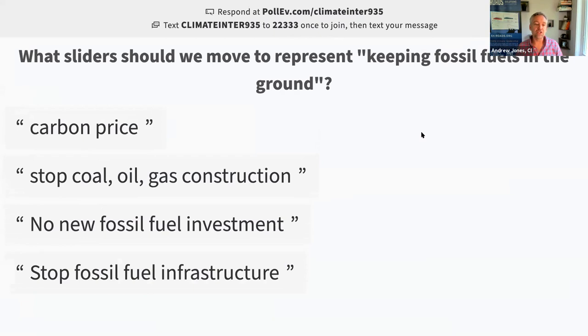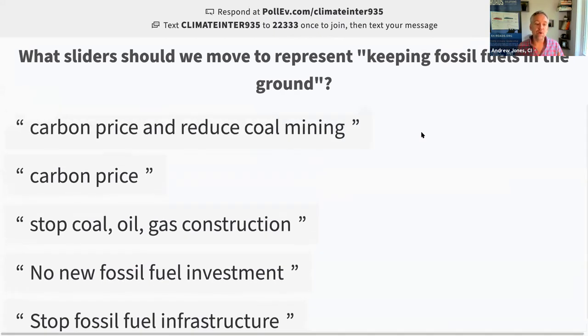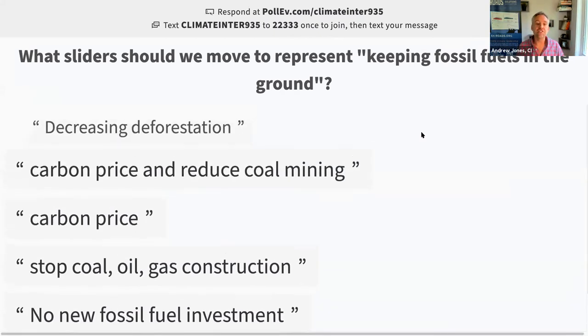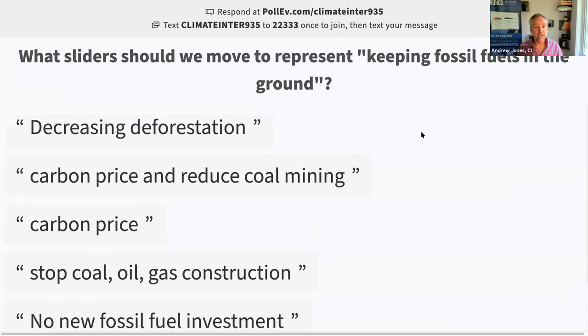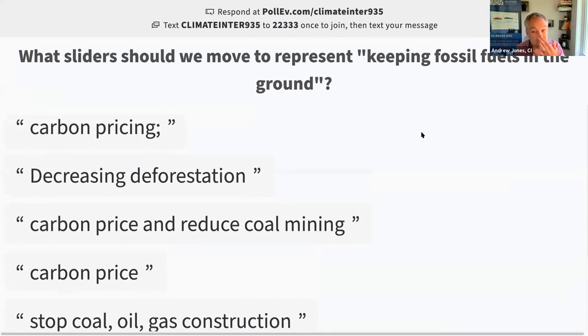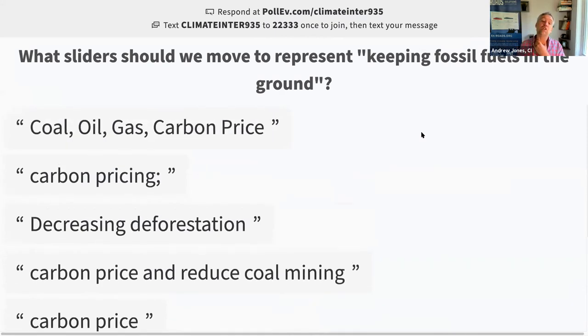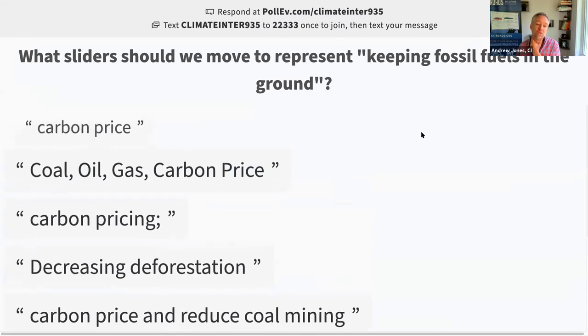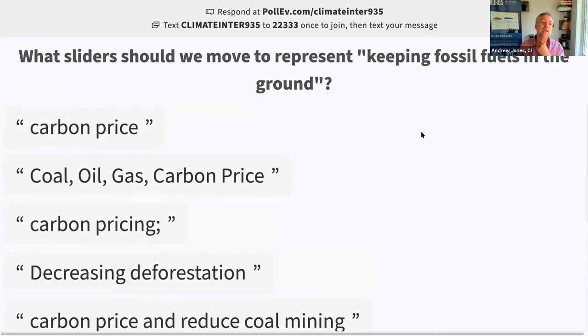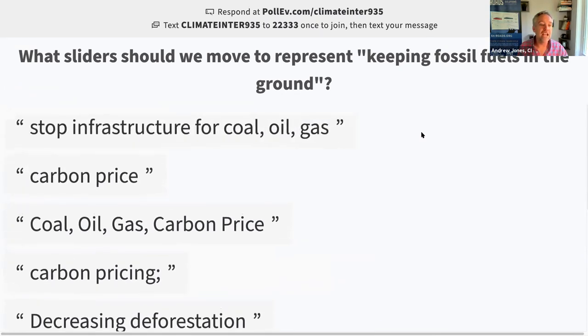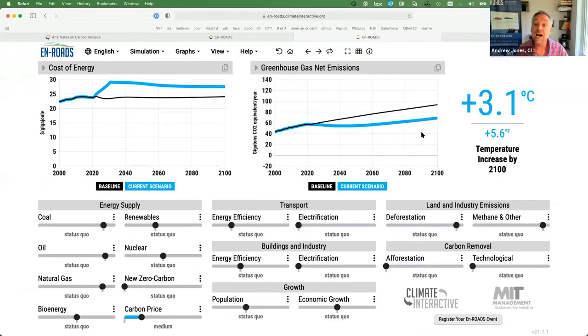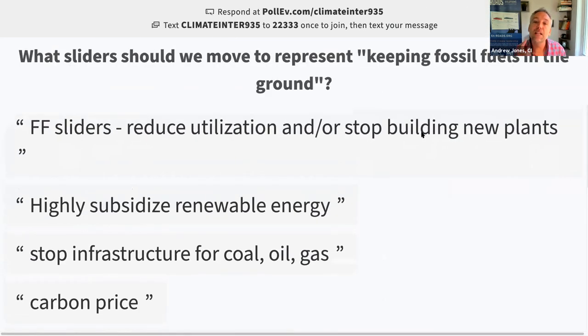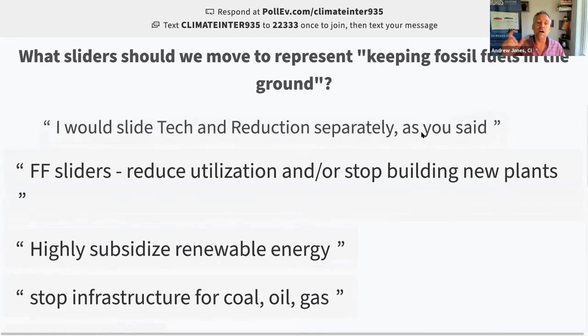Stop fossil fuel infrastructure, no new fossil fuel, stop oil and gas construction, carbon price and reduce coal mining, reducing deforestation, not fossil fuels. This would be keeping carbon in the ground, but deforestation isn't keeping fossil fuels in the ground. Carbon pricing, carbon price, coal, oil, gas, you're nailing it. Stop infrastructure. Okay. You're all exactly right, well, you just wait with that last one, renewable energy. Highly subsidized renewable energy is actually going to be in the other camp.